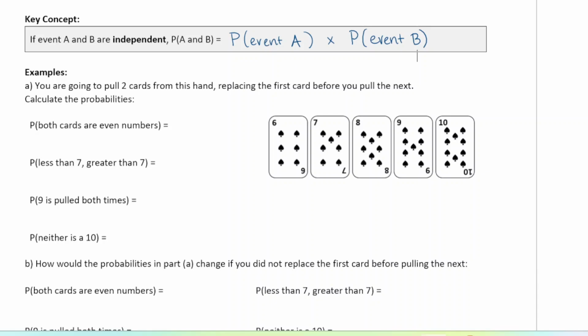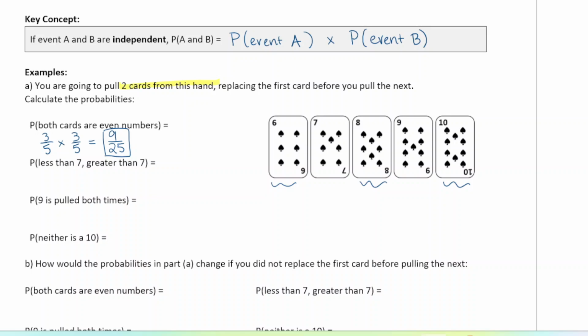Okay, so we have a set of cards here. We're going to pull two cards from this hand, replacing the first card before we pull the next. So these are independent events. What is the probability that both cards are even numbers? Well, 3 of these cards are even. So the chance that I pull an even card on the first pull would be 3 out of 5. And then I put that card back, and the chance I pull another even card would again be 3 out of 5. I'm just going to multiply here. So 3 times 3 is 9. 5 times 5 is 25. This can't be reduced, so we leave it as is.